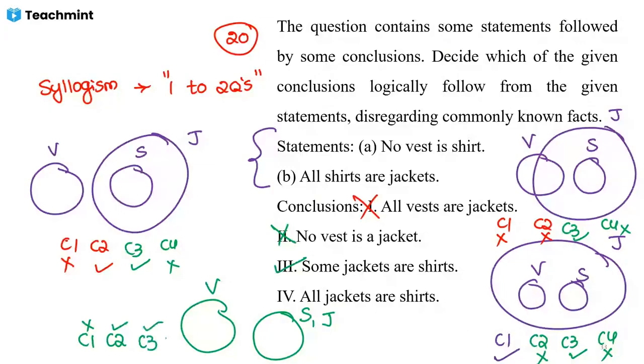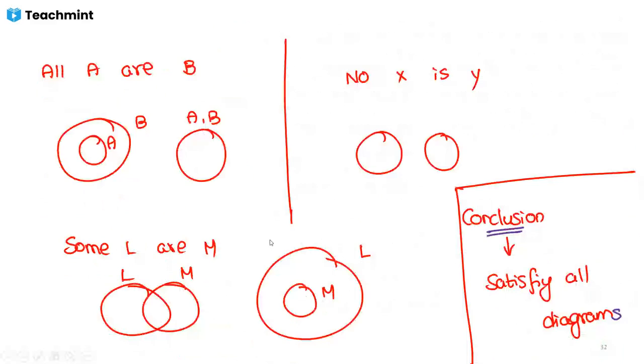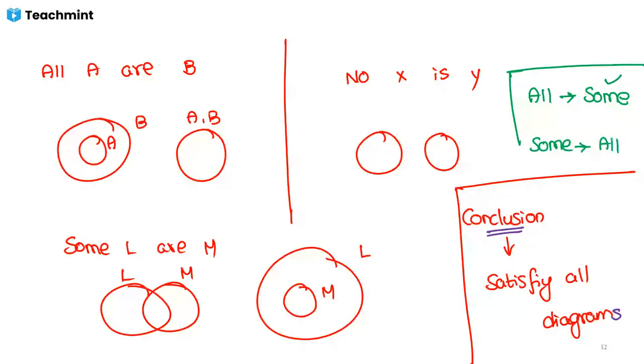One more important thing is that when all is there, you can take it as some. We discussed this for more than two hours in regular sessions on the syllogism concept in general. When all is there, you can take some. But when some is there, you cannot take all.